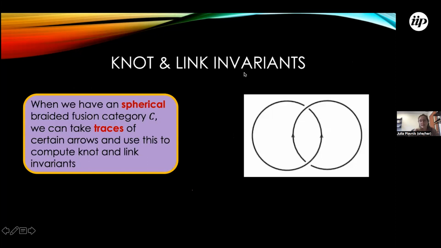So maybe let me say a little bit about knot and link invariants. I didn't tell you yet what modular is, so I'm almost there. We want to have a trace in our category. We want to be able to take the trace of the morphisms in the category. And for that, we need an extra structure, which is called ribbon or spherical structure. And it's given by this twist that I mentioned before. When the twist is beautiful enough, which means spherical, I can take traces. And that lets me compute some knot and link invariants.